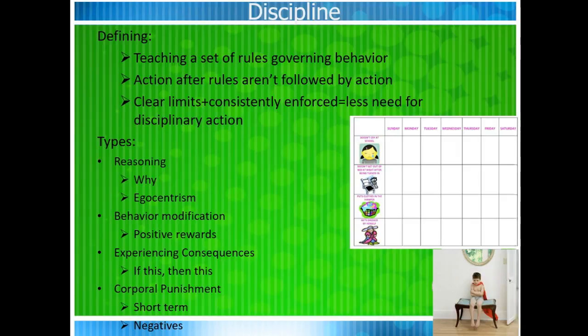Experiencing consequences. So if this, then this. So they're going to need to be able to understand cause and effect, right? In order to make that happen. So they're going to have to be school age. In order to understand experiencing consequences. I think that's hopefully pretty straightforward, right? And it could be something like, if you don't put away your clothes, I am taking your PlayStation and I'm locking it in the safe, and you're not going to be able to find it, or I'm going to throw it in the garbage.